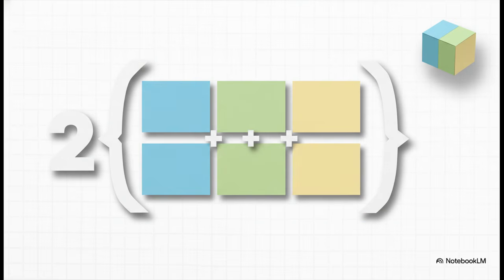So when you add up the area of the top and bottom, the front and back, and the 2 sides, you get this: 2LB plus 2BH plus 2LH. And because mathematicians like to keep things tidy, you'll almost always see it written with the 2 factored out, which gives us this nice, clean final formula.